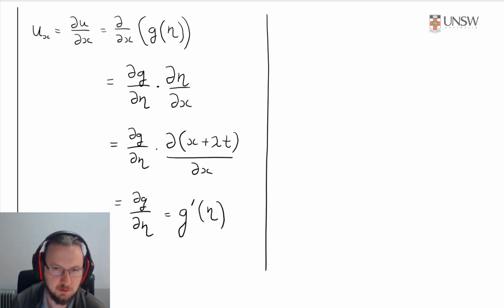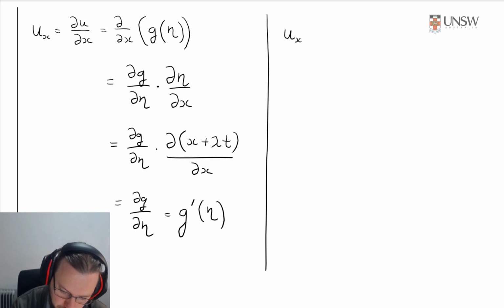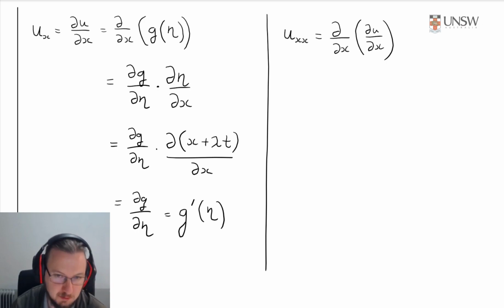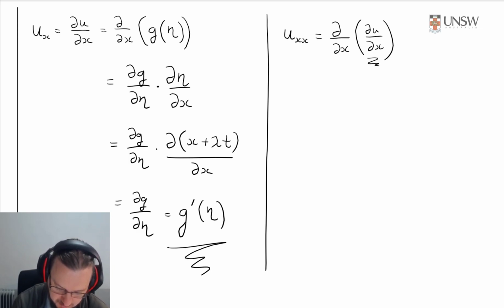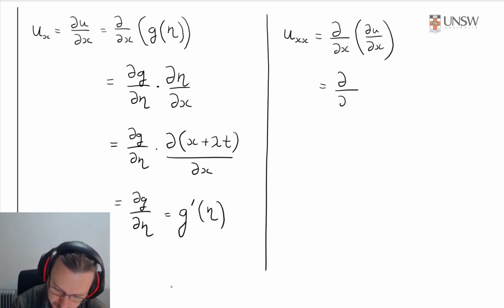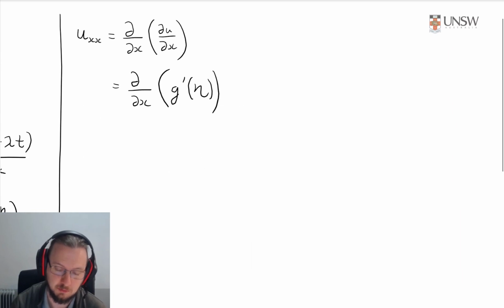All right, so let's now do the second derivative with respect to x. So u_xx. Well, that's really just going to be the partial derivative with respect to x of the partial derivative of u with respect to x. That's literally what it means. Now, we've already worked out this term here. So it's going to be the partial derivative with respect to x of this expression here. So this is the exact same situation we were in before.